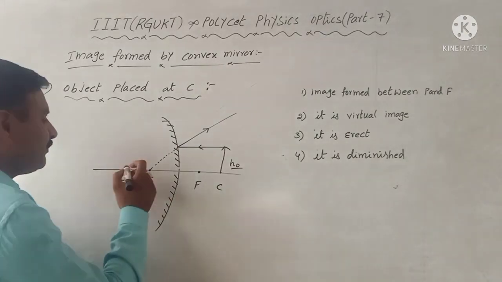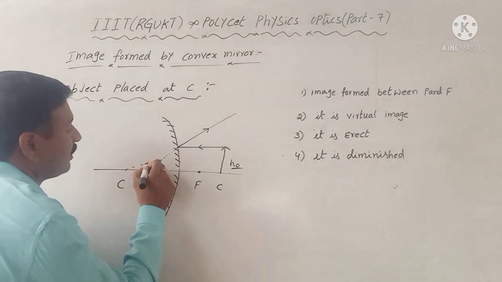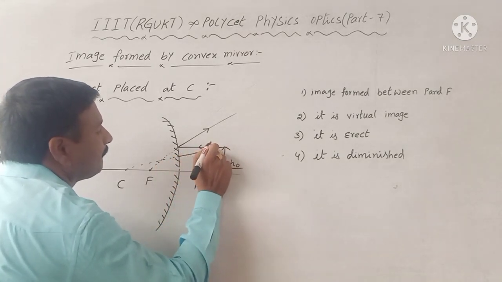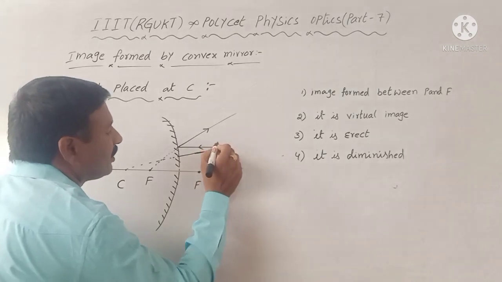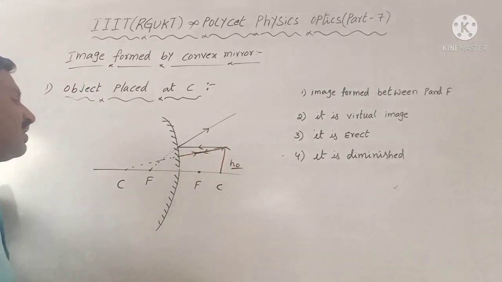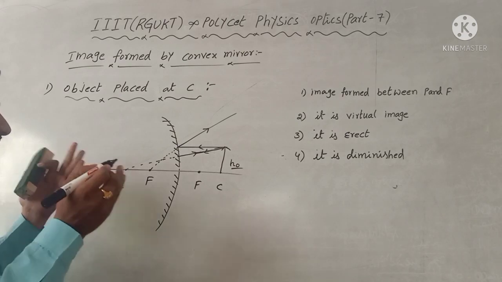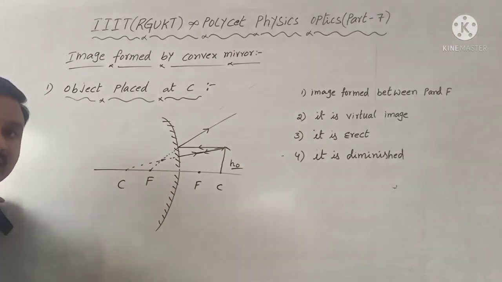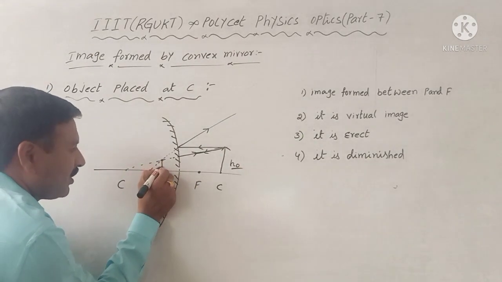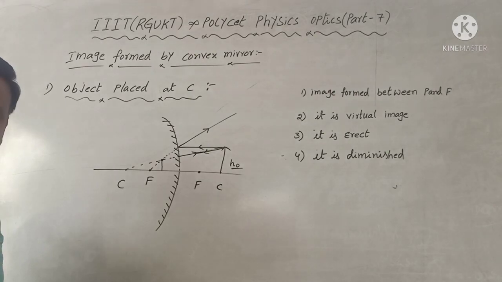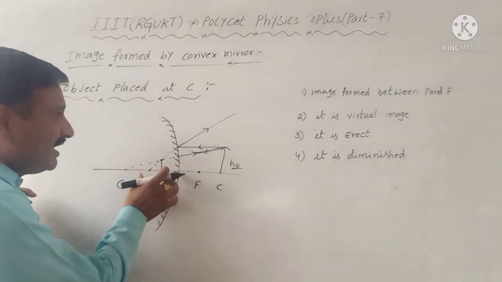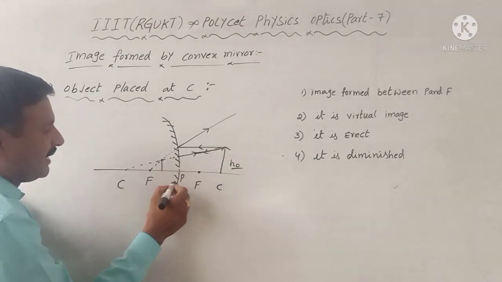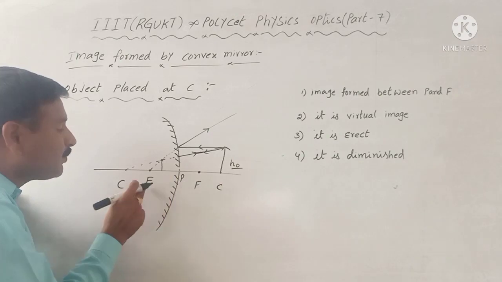Rule 3 means a ray passing through the center of curvature. After reflection, it retraces back. Where the two lines are intersecting, that point forms the image. So again, where is the image formed? Image formed between again P and F, pole, meaning vertex point, to focus.